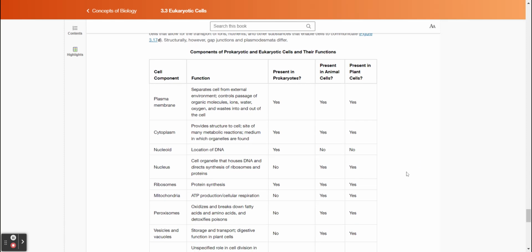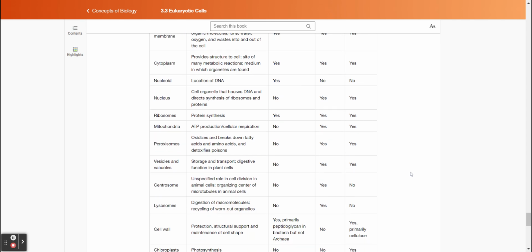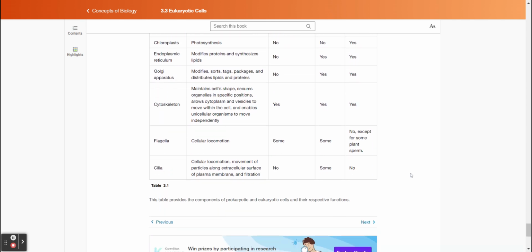Components of prokaryotic and eukaryotic cells and their functions. Table 3.1. This table provides the components of prokaryotic and eukaryotic cells and their respective functions.